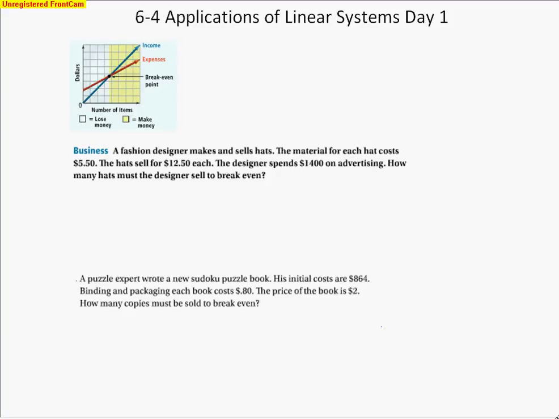The lesson for Chapter 6, Section 4, Applications of Linear Systems, the first day. So let's take a look at our first type of problem we'll see, and we're dealing with business situations.